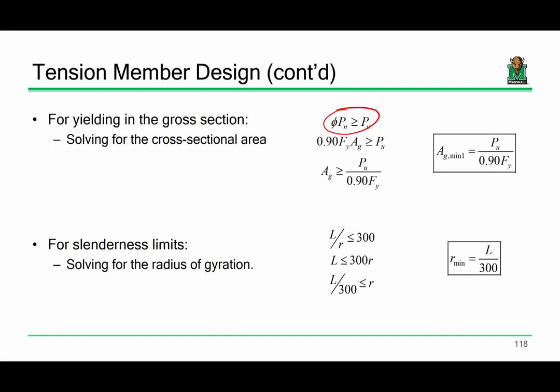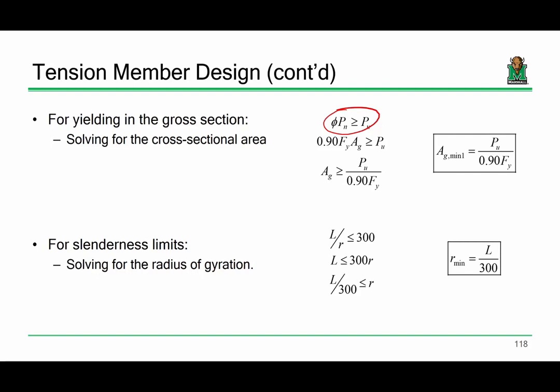What about slenderness? Well, L over R has to be less than or equal to 300. What don't I know in design land? I don't have a clue what the section looks like. But what I can do is solve and determine what section I need to use such that it has a radius of gyration greater than or equal to L over 300. Sorry, I said less than at first.